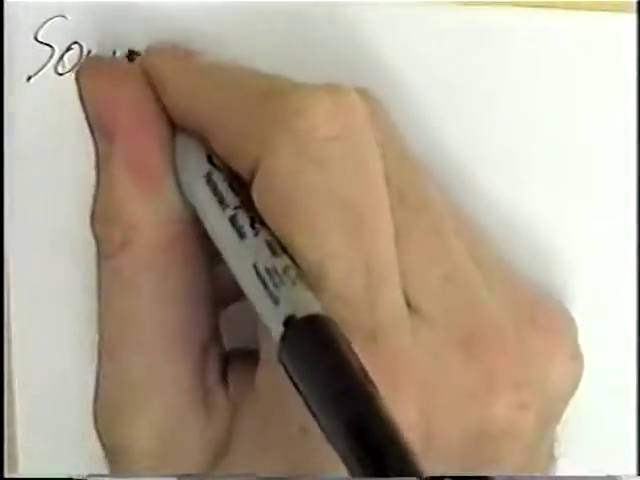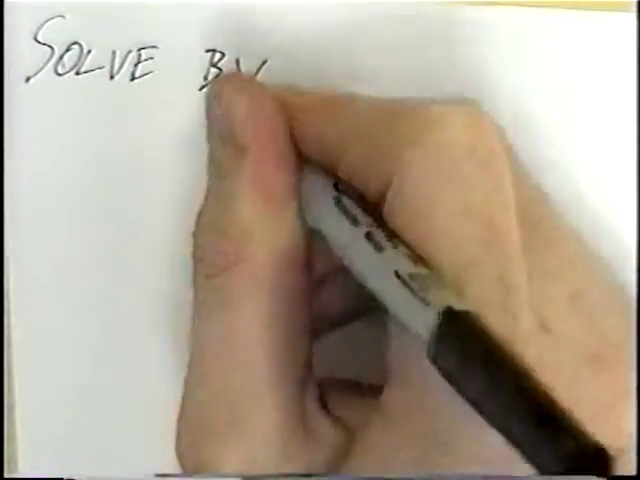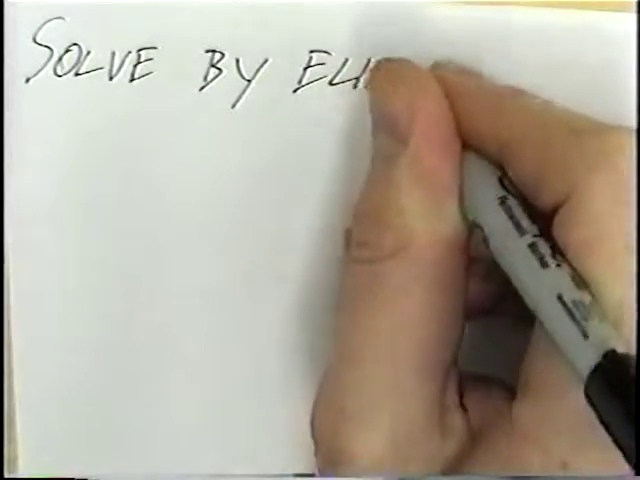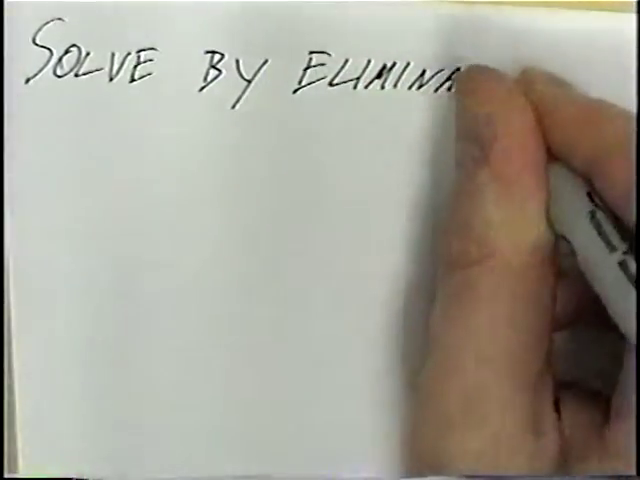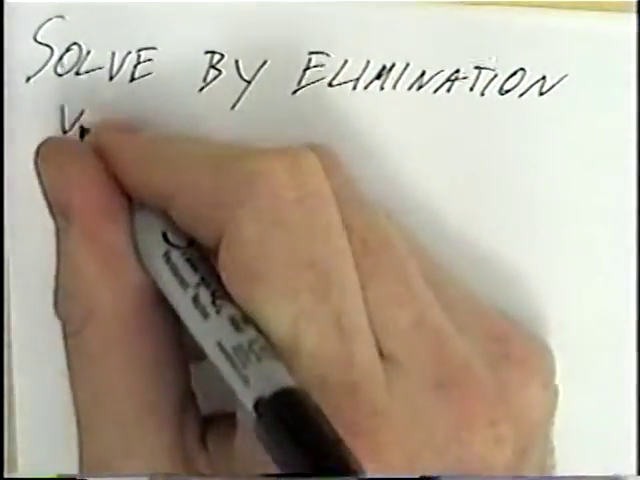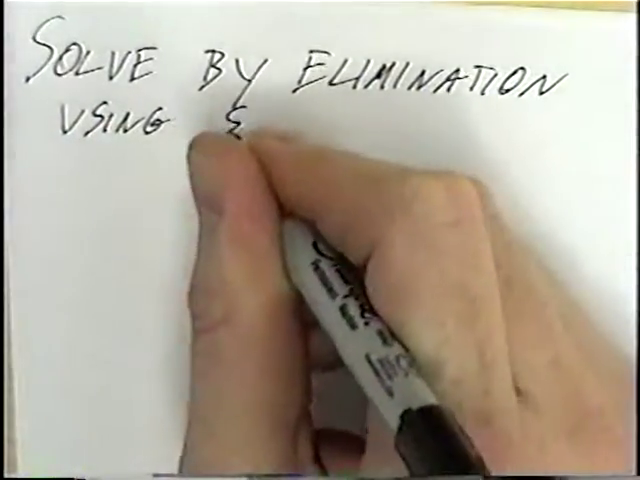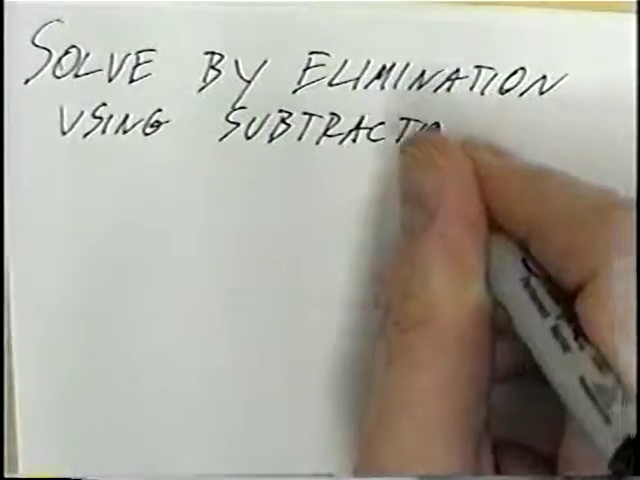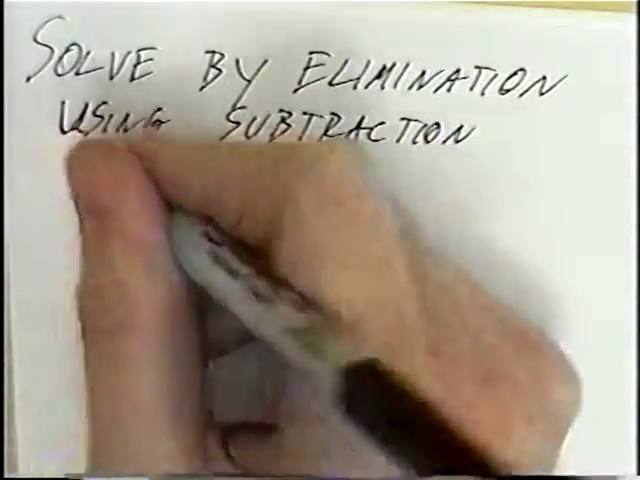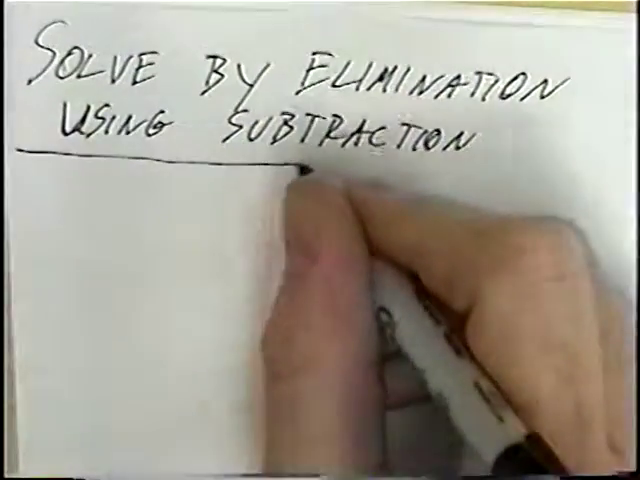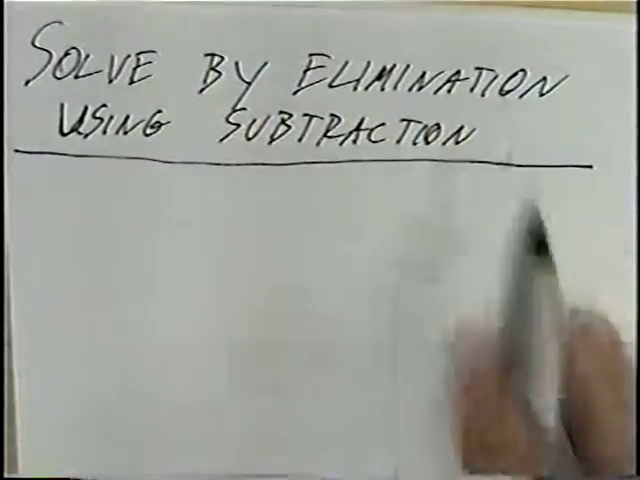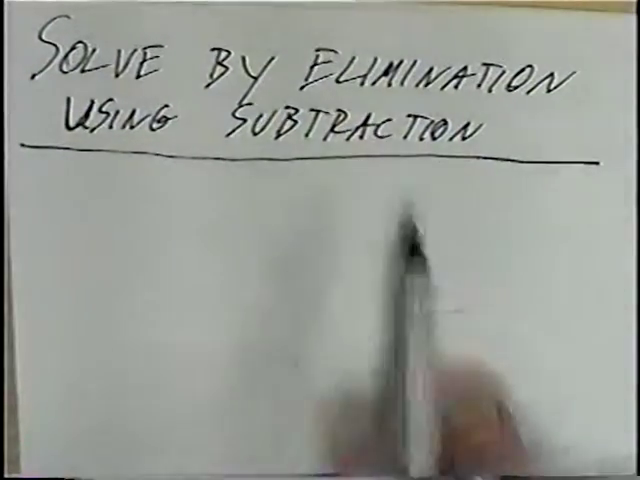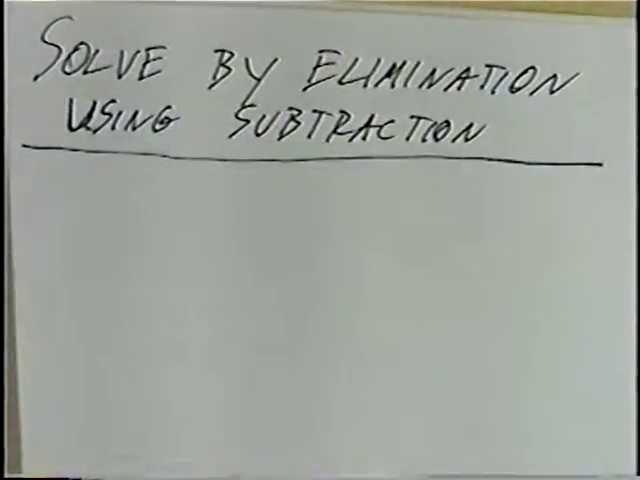Title of the first section today is Solve by Elimination using subtraction. In this section, we'll take two equations and solve by using elimination, and we'll use subtraction to solve.